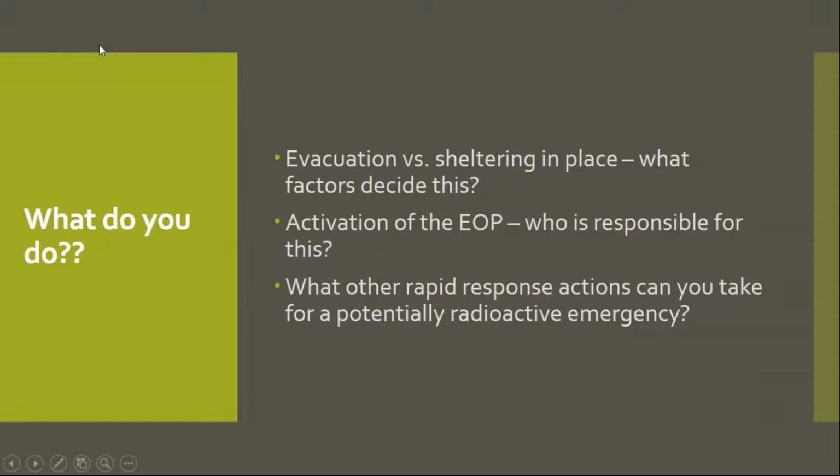So after that happens, your first challenge would be, what do you do? With the exercise, some of the objectives for long-term care will be the basic steps of activating your emergency operations plan and looking into your plan and seeing who's responsible for doing that. And then deciding, do you evacuate, do you shelter in place, and what factors would make you decide one way or the other? And then what other rapid response actions could you do for a potentially radioactive emergency?